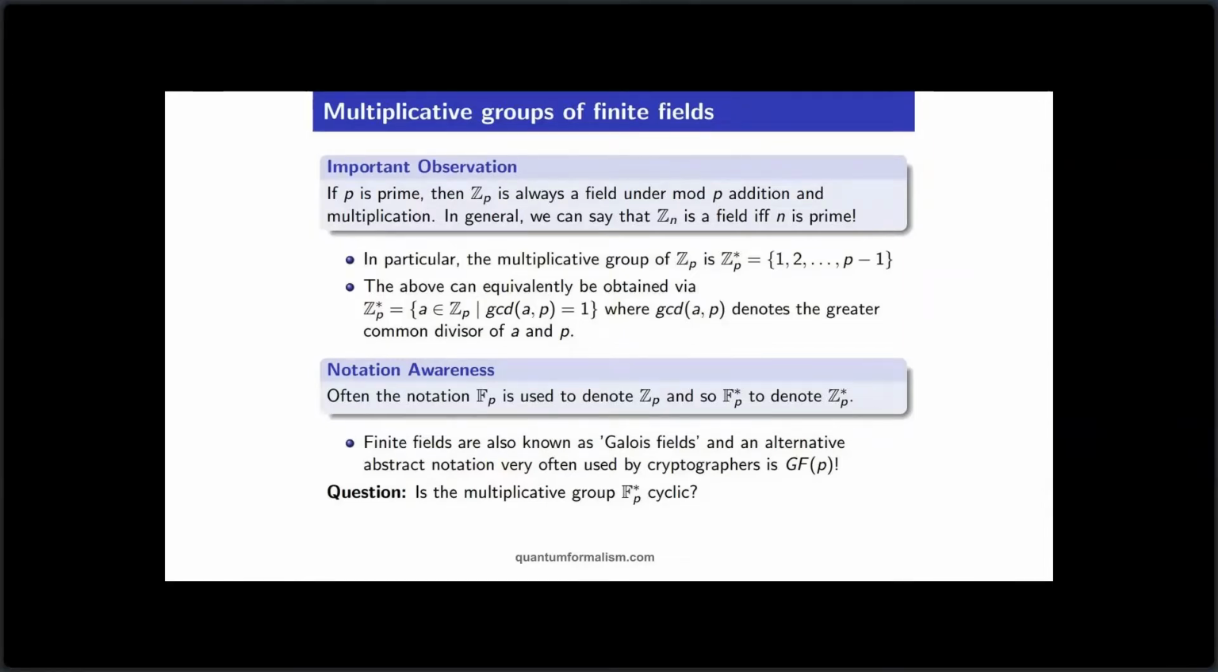Okay. So the question: given a finite field, let's call it a prime field because of the P, is the multiplicative group FP star a cyclic group? Who thinks yes? Who thinks no?